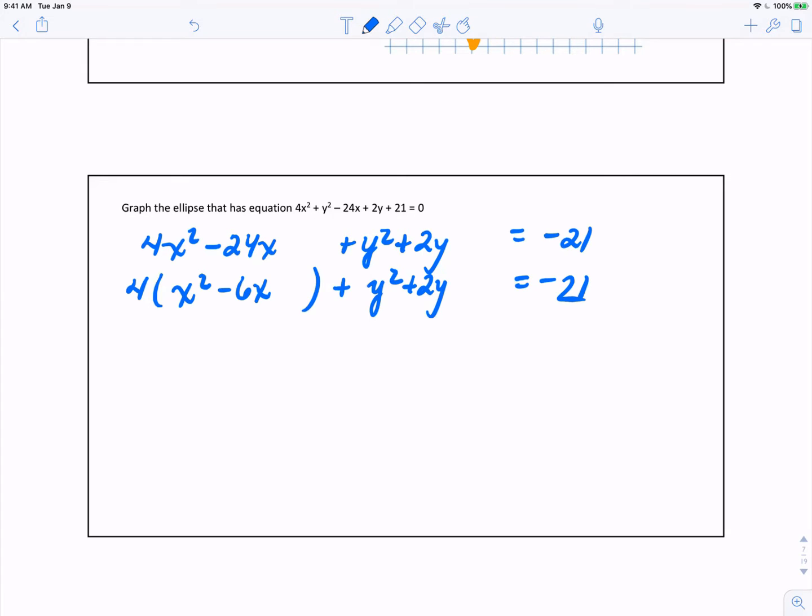Now we're going to actually complete the square. So we have to look at our linear term coefficient. Half of 6 is 3. 3 squared is 9. So we're going to add 9 here, but on the other side, we're going to add 36. Here, half of 2 is 1. 1 squared is 1. So we're going to add 1 here, and we're going to add 1 here.